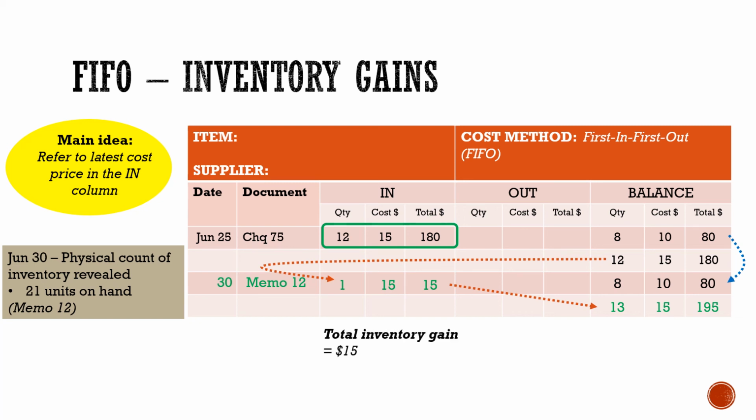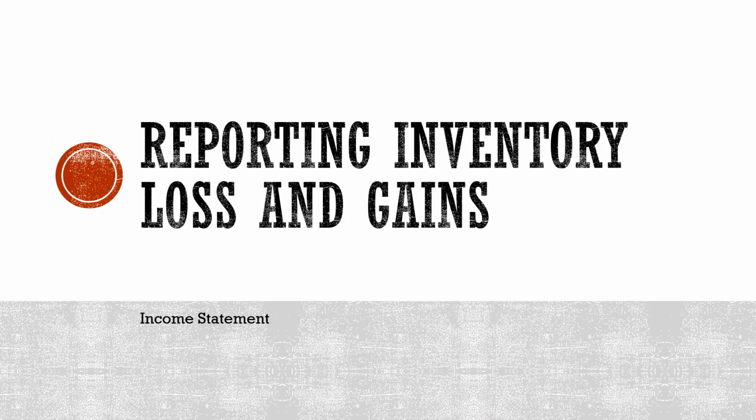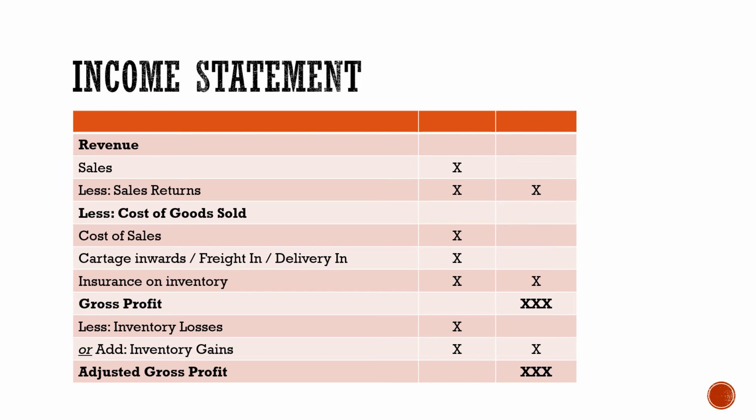Here we can see from our inventory card that the total inventory gain was $15. And here, the inventory gain of $15 is credited to the inventory gains account in the general journals. In the income statement, inventory losses or inventory gains are reported just after the gross profit, and therefore this will allow us to calculate an adjusted gross profit amount.